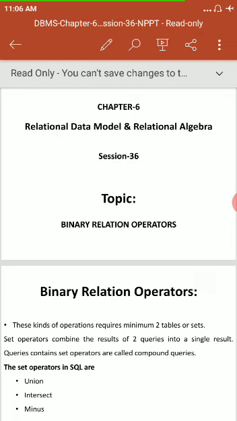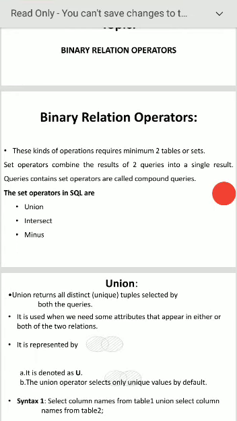In this session now, I will explain binary relation operations or operators. This comes under chapter 6. This is called session 36. See now, binary relation operations can apply to two or more tables, sets, whereas in the case of unary relation operations, you can apply only to a single table, single relation, single set. But this applies to two or more tables or relations or sets.